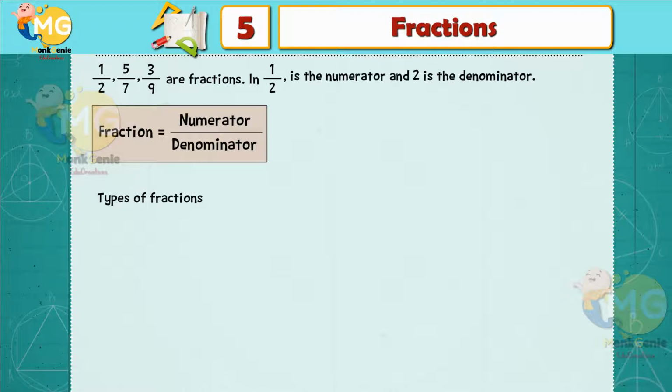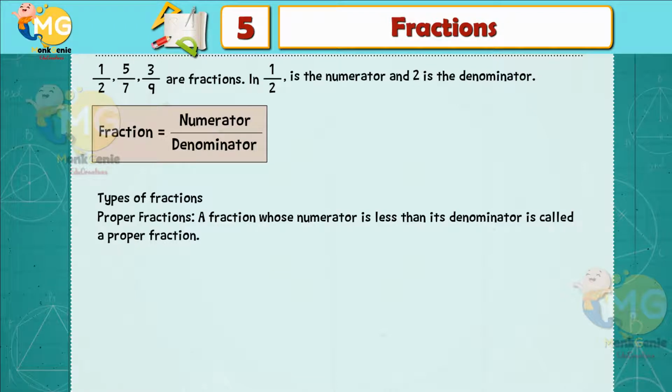Types of fractions. Proper fractions. A fraction whose numerator is less than its denominator is called a proper fraction. Example: 2/3, 4/7, 5/8 are proper fractions.